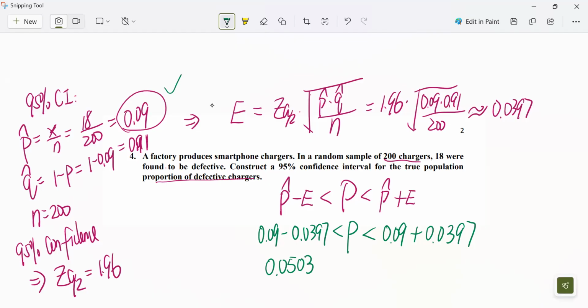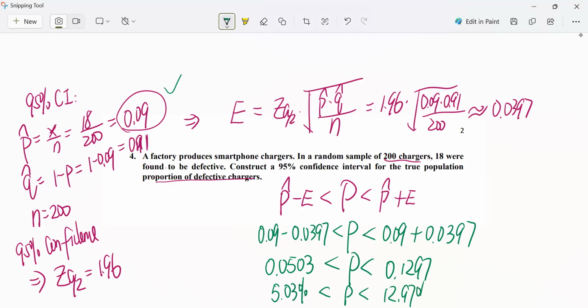So the lower limit is going to be 0.0503. So this is between 0.0503 to 0.1297. So it's between those two percentages. And so if you want to put it as a percentage, the population proportion is between 5.03% and 12.97%. So that's basically the 95% confidence interval. Any question about this?